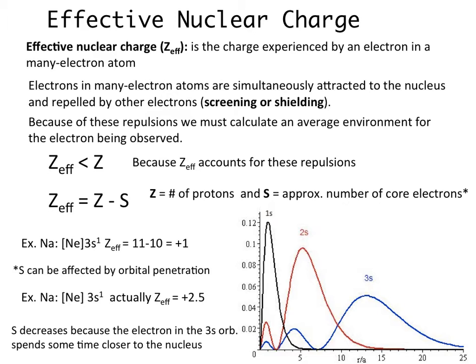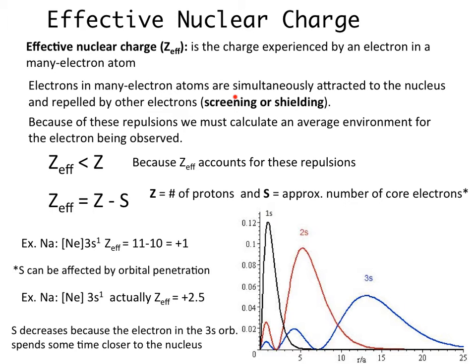So electrons in many-electron atoms are basically being attracted to the nucleus. The nucleus is pulling them in. You have a positive charge inside the nucleus, and obviously electrons are negatively charged. But simultaneously, they're also being repelled by the other electrons. And the process of those repulsions is known as screening or shielding.